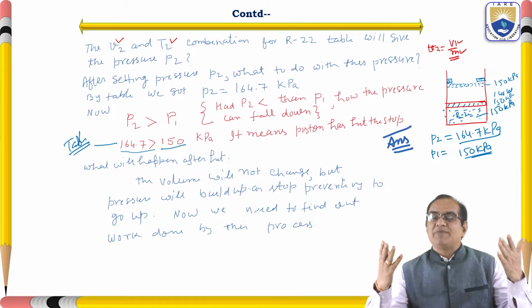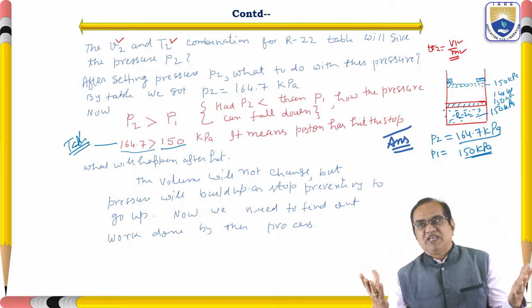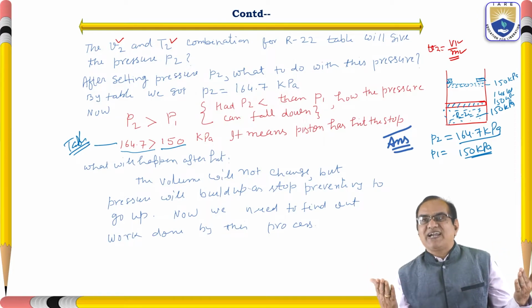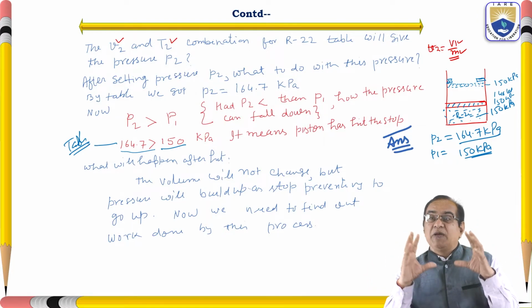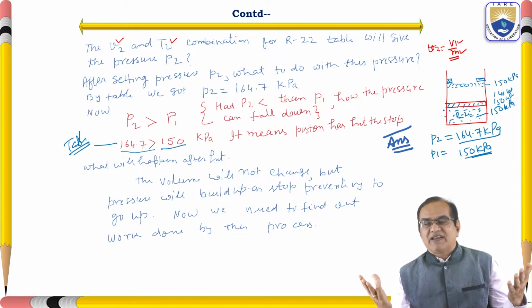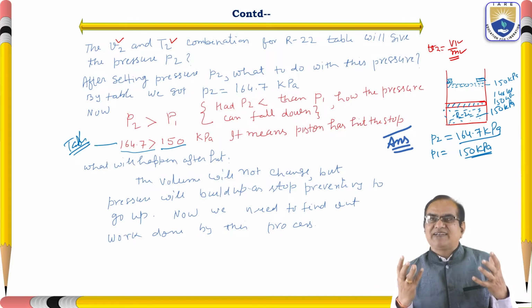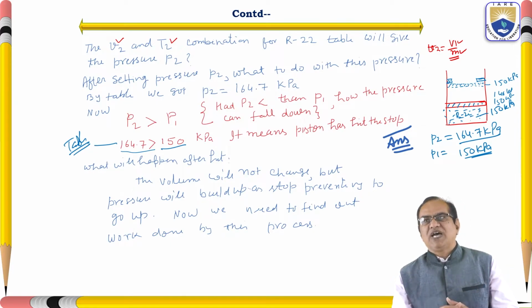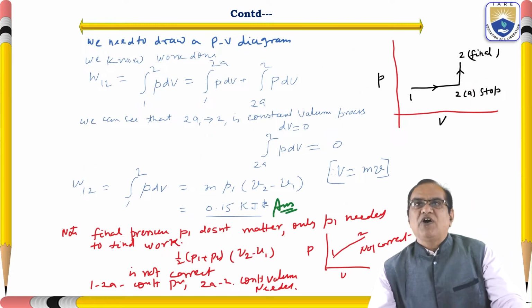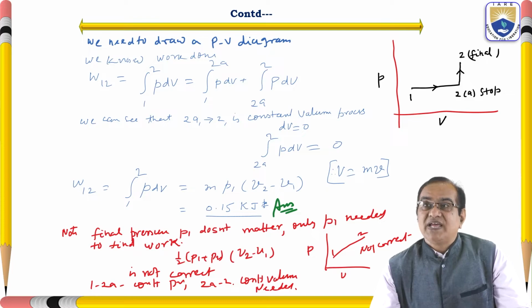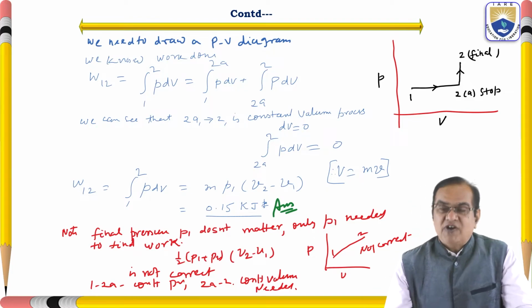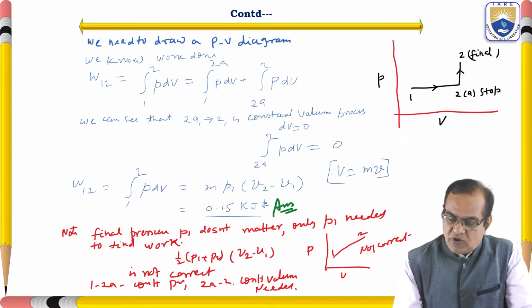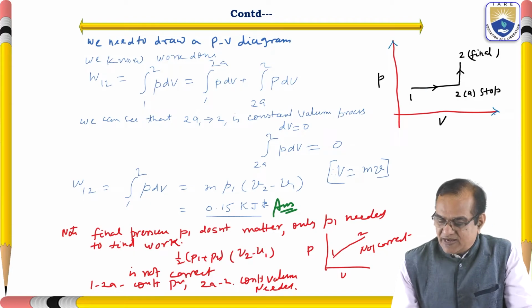We cannot directly apply the equation of PdV; we may not get the correct result. But if we draw the PV diagram or TV diagram, we can get the correct work which is produced by this piston and cylinder arrangement when we have used the R22 refrigerant. Now we have to find out the work done, and first we have to see how these PV diagrams work.